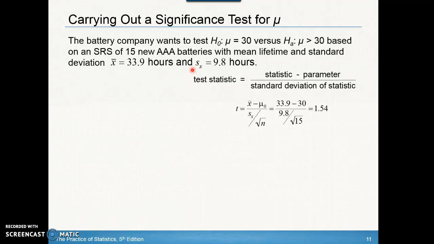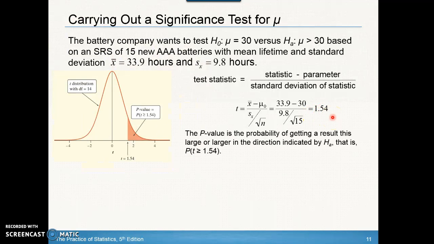So what does that test statistic look like? How far away is our sample actually from the population mean that we've known from the past? So we have our sample 33.9, subtract 30, that's how far away it is. Notice the standard deviation on the bottom is the sample standard deviation divided by the square root of the sample size of 15. Keep in mind that we're using t, the test statistic, because we don't know the population standard deviation. So this tells us it's 1.54 standard deviations away from the mean.